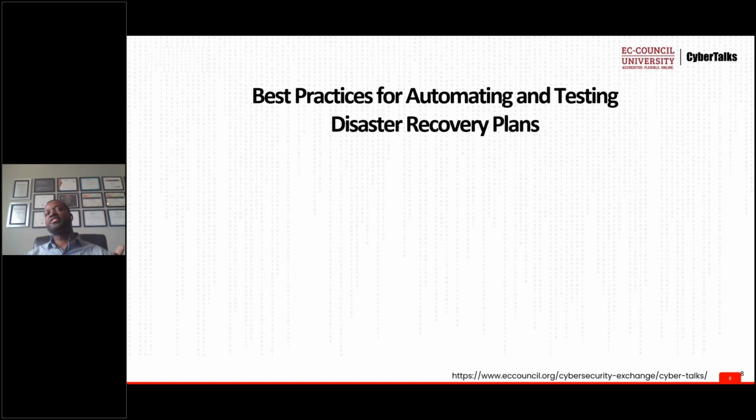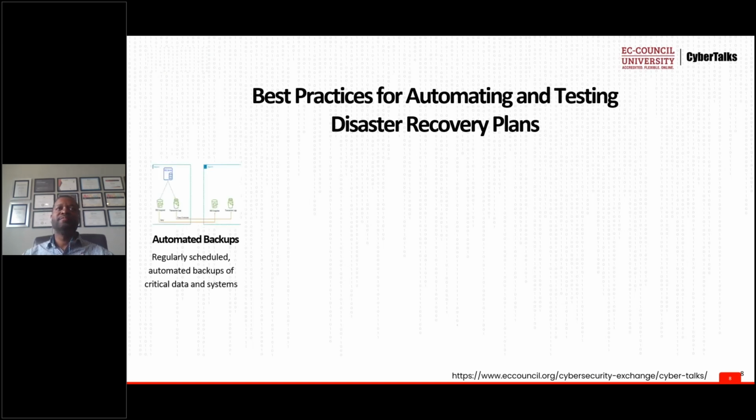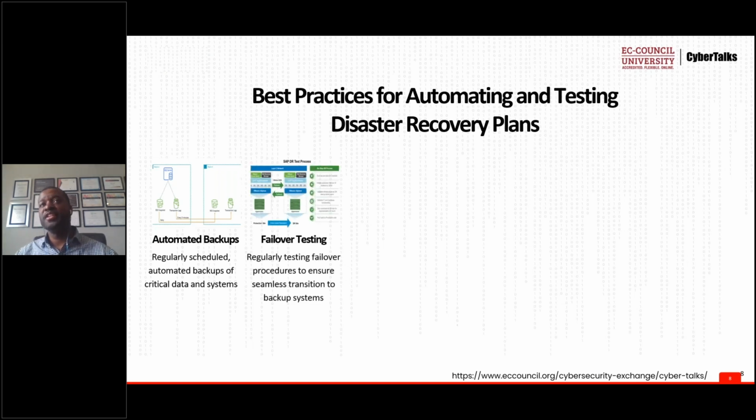These are the best practices for automating and testing your DR plan, helping you move from planning to execution with confidence. Start with automated backups. Scheduled automatic backups ensure that your most critical data and systems are continuously protected without relying on manual processes that are prone to error or oversight. Once your backups are in place, failover testing becomes essential. You need to verify that systems can switch over seamlessly in a live scenario. What does that mean? Regular testing confirms whether your DR environment is actually ready to perform under pressure.